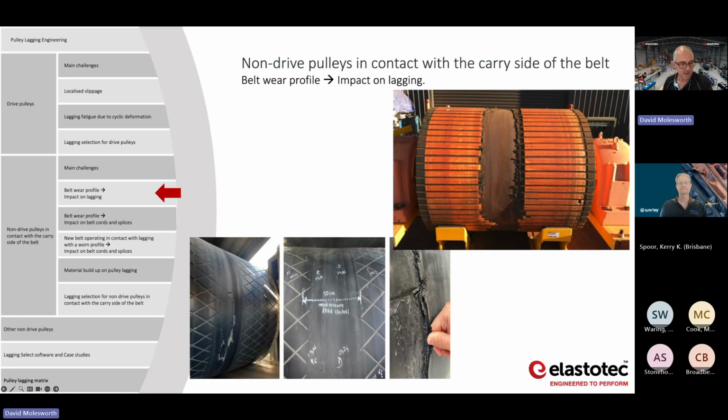This photo here, a lot of people, when they do rubber lagging on bend pulleys, they use calendared rubber, which is basically multiple layers. When rubber lagging is exposed to this type of shear, it's very common for those rubber layers to delaminate, which again reduces the life. It's much better if you can have molded rubber on these pulleys, because it won't delaminate.